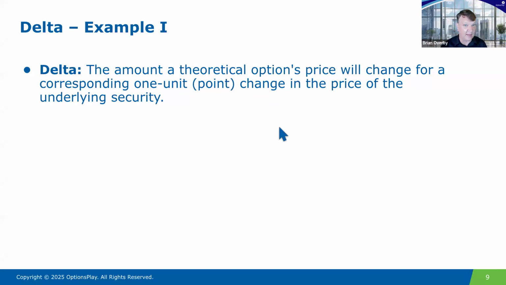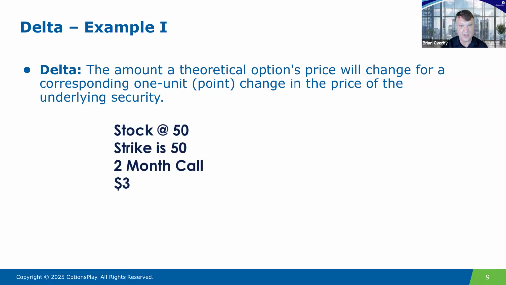Delta is derived from the options pricing model. Any pricing model will throw off a delta, if you will. But if you really understand delta and where it comes from, you don't need that model to get a good feel for delta. Let me explain further. We're going to go through a scenario. Stock is 50, strike is 50. We have a 2-month call option trading at $3. Stock goes from 50 to 51. Our 2-month 50 strike call option was trading for $3. My question to you is, what's it trading for now?